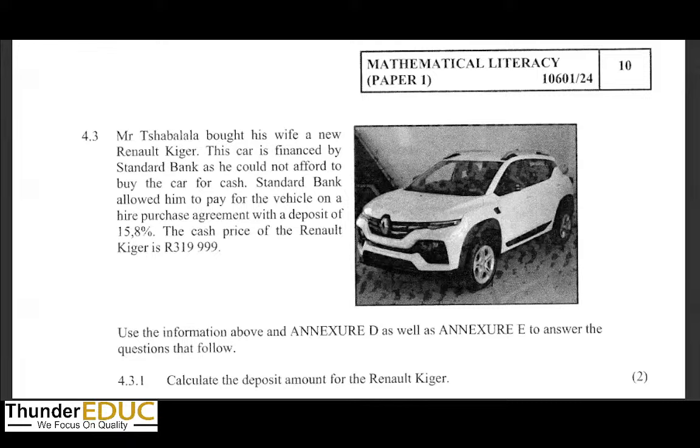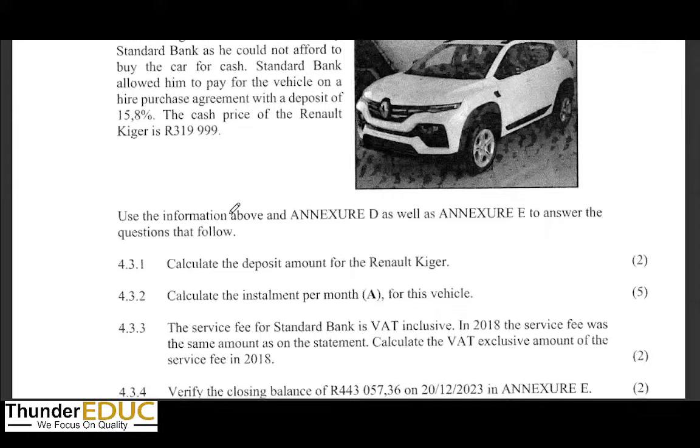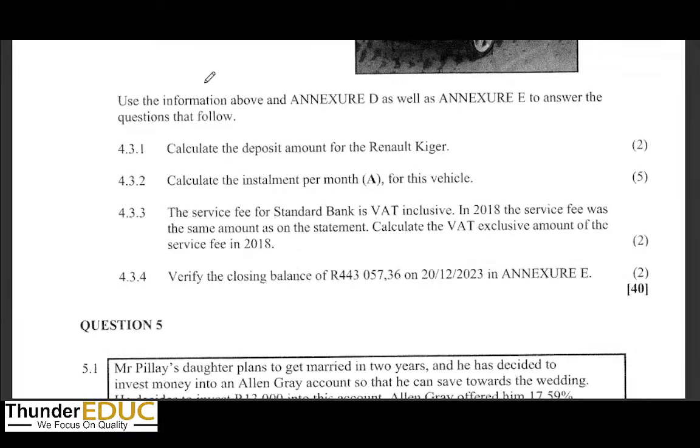So you look at 4.3. Mr. Shabalala bought his wife a new car, a Renault Kwid. This car is financed by Standard Bank as he could not afford to buy the car for cash. Standard Bank allowed him to pay for the vehicle on a hire purchase agreement with a deposit of 15.8%. The cash price of the car is R319,999. Use the annexure and answer the questions.